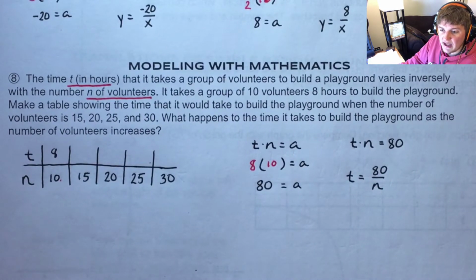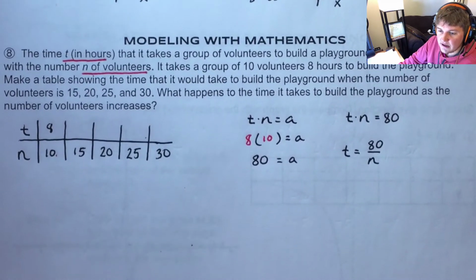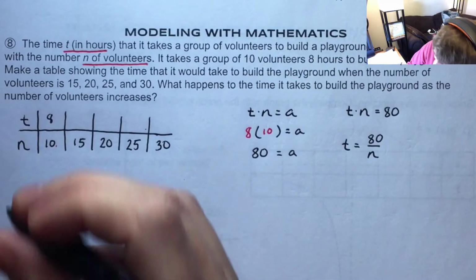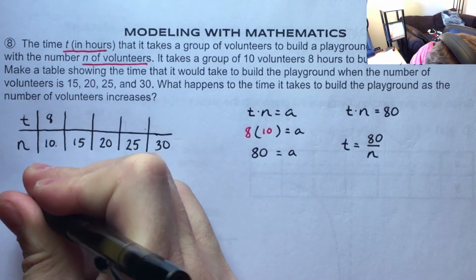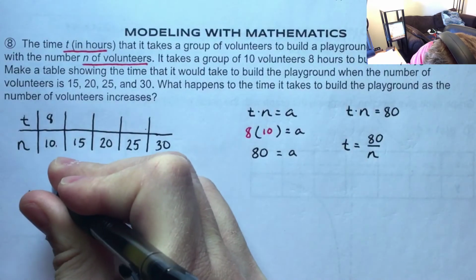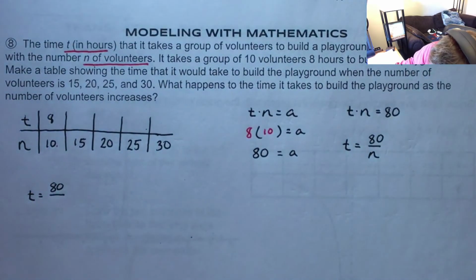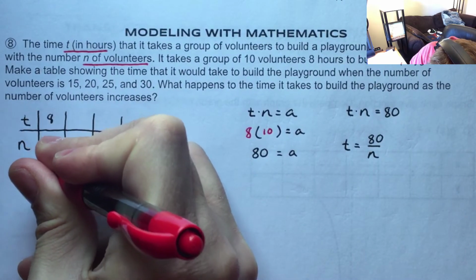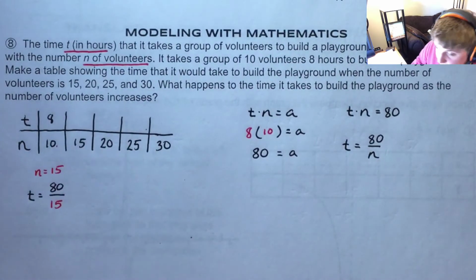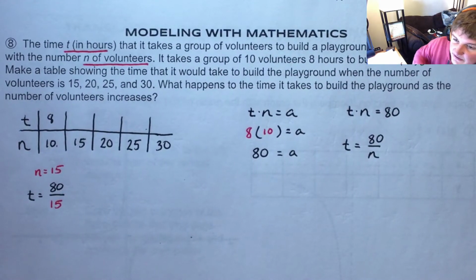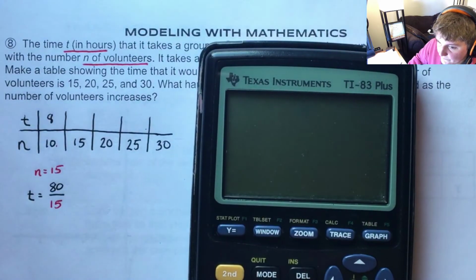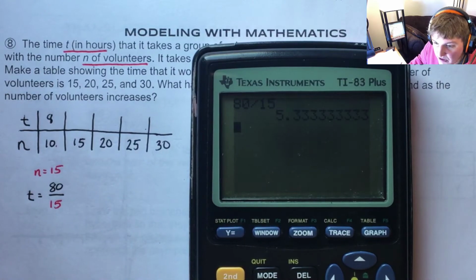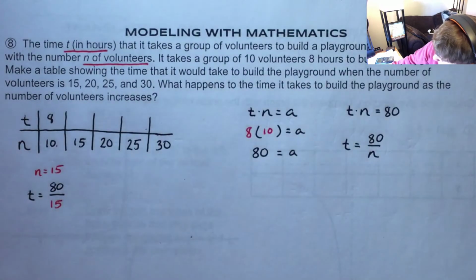Let's go ahead and find the information that we can use to fill the table out. So the first one is t is equal to 80 divided by 15. This is when n is equal to 15. We take 80 divided by 15, and we get 5.3 repeated.